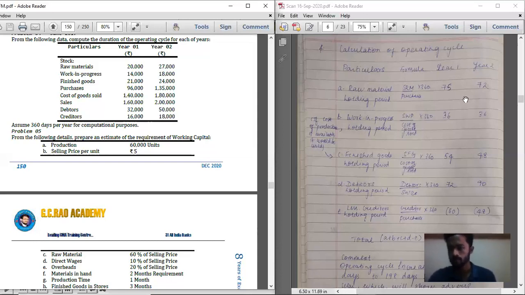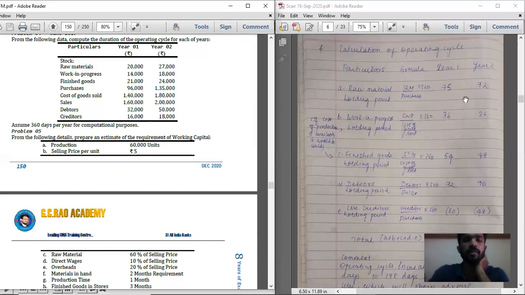Simple. Raw material holding, how much stock of raw material is to be held. That's closing stock of raw material divided by total purchases of raw material into 360. That is the formula for the raw material holding period. Now below that, point B, work in progress holding period. We calculated the raw material holding period, now the work in progress holding period.